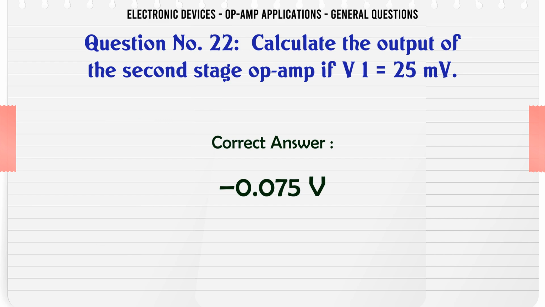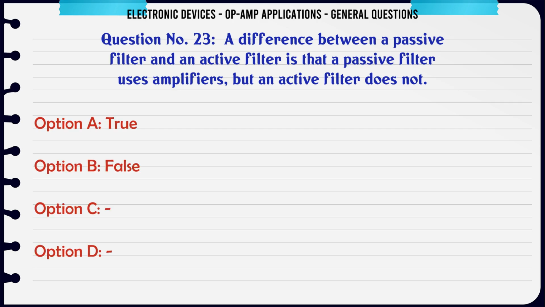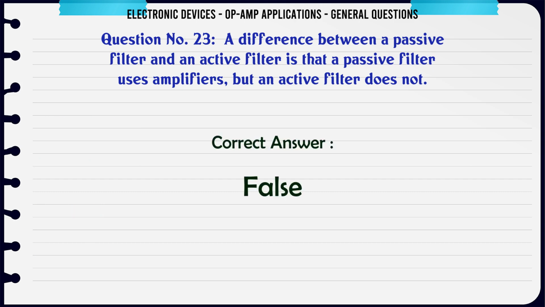0.075 V. A difference between a passive filter and an active filter is that a passive filter uses amplifiers but an active filter does not. A: true, B: false. The correct answer is false.